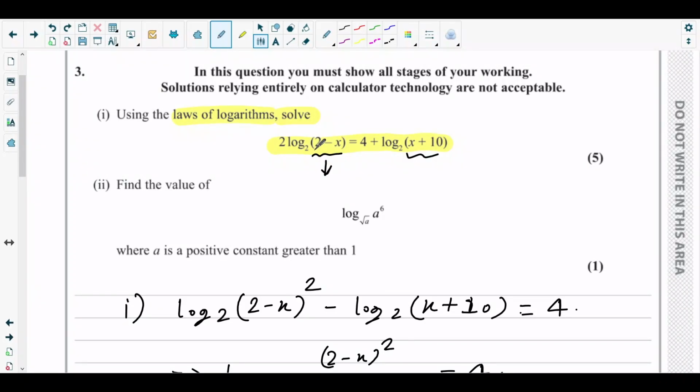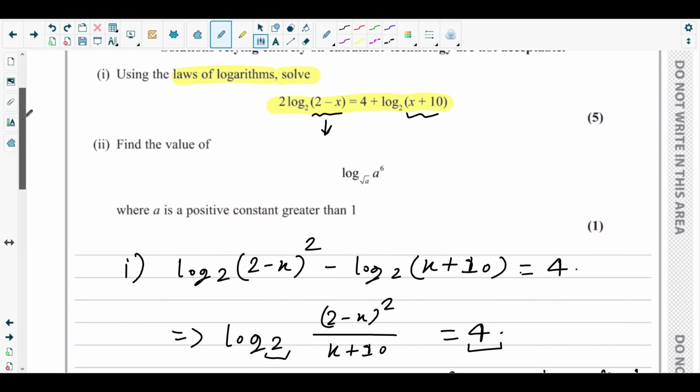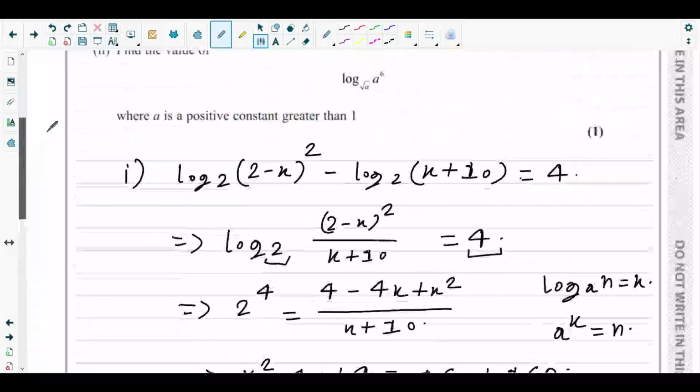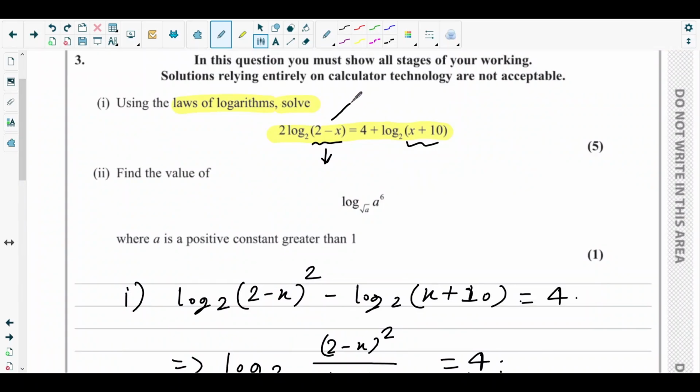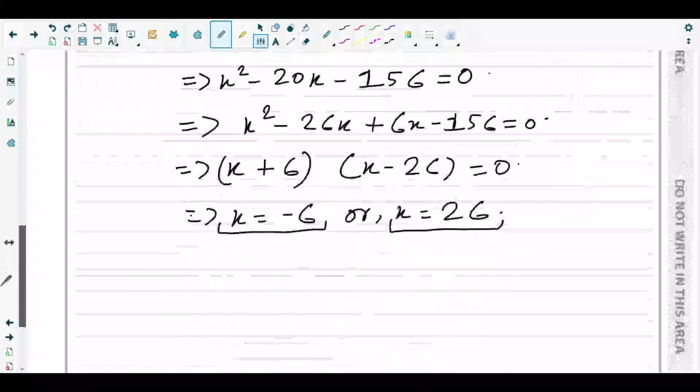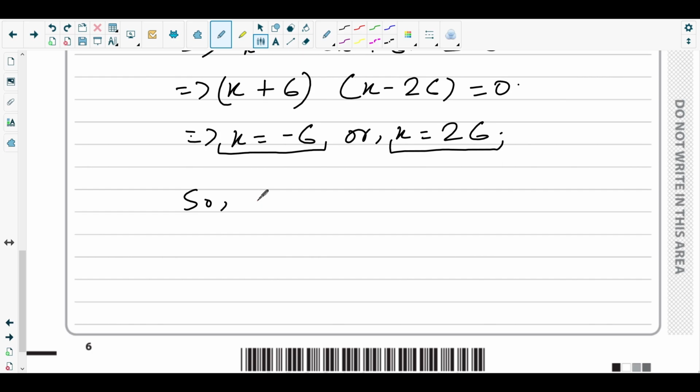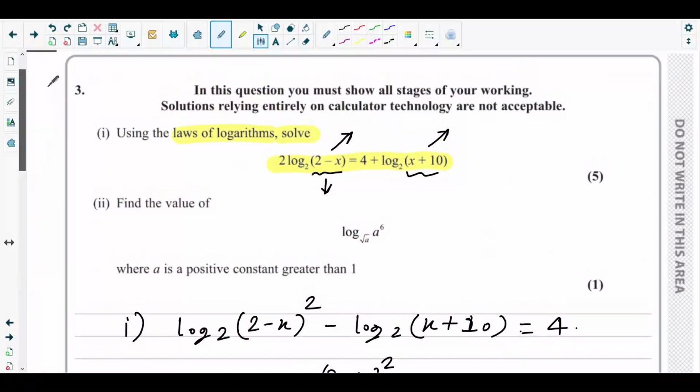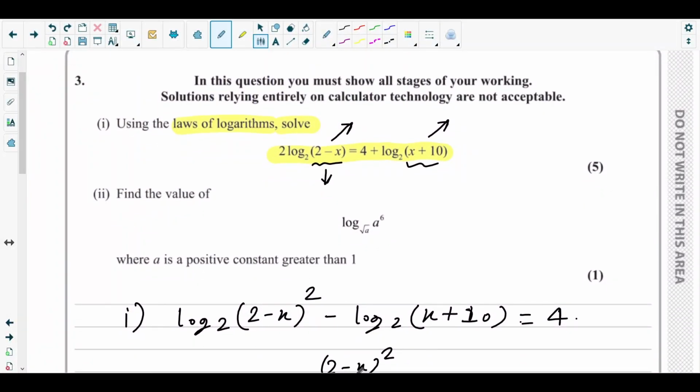So that means we have to ignore 26. 26 is not acceptable. Negative 6 is acceptable because if you put negative 6 there, it remains positive within the bracket, and also here it remains positive within the bracket. So the final answer should be x equals negative 6 only. And that's the answer for part 1 of question number 3. Next is part 2 of question number 3.